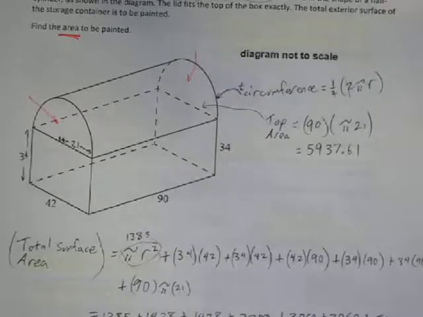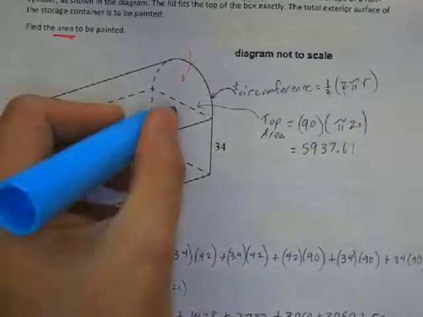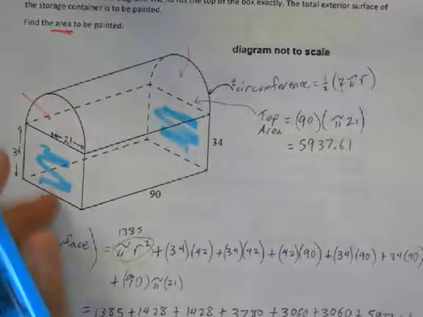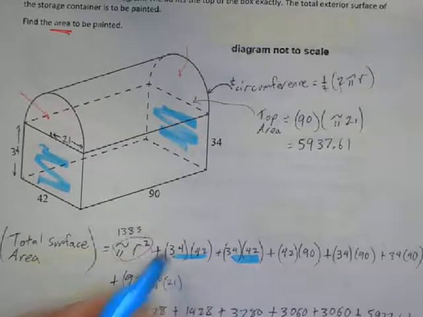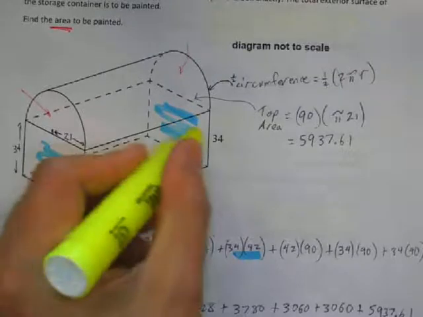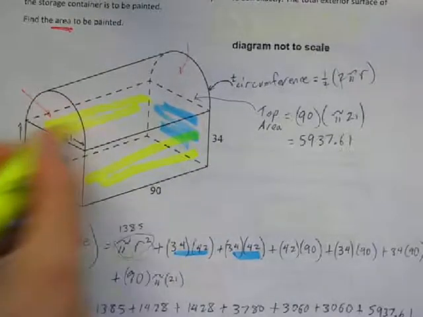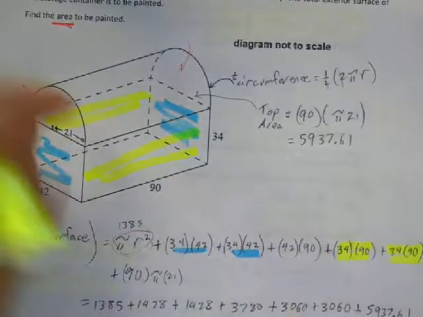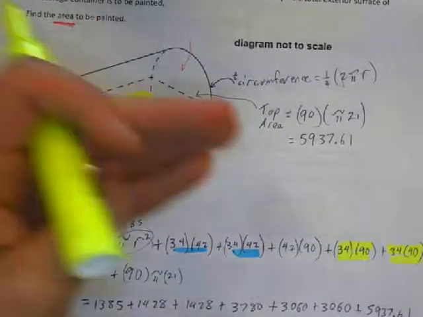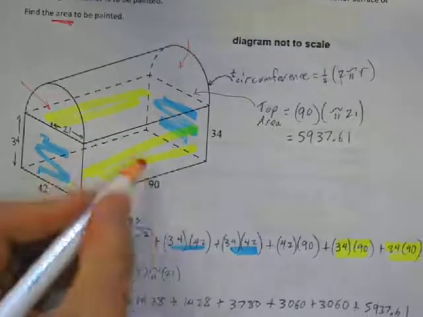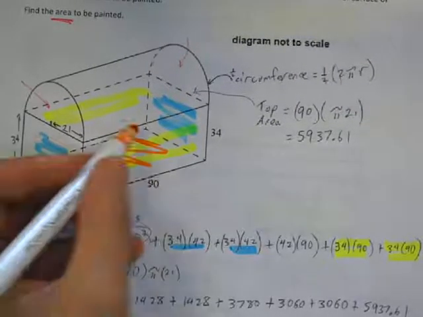So I've got the front here, I'm sorry, the front here and the back here is 34 times 42. Okay, and then I've got this side here and the one in the back, so 34 times 90. So that's the back and the front, the yellow sides. We've got the bottom, which is the space down here, which is 42 times 90.